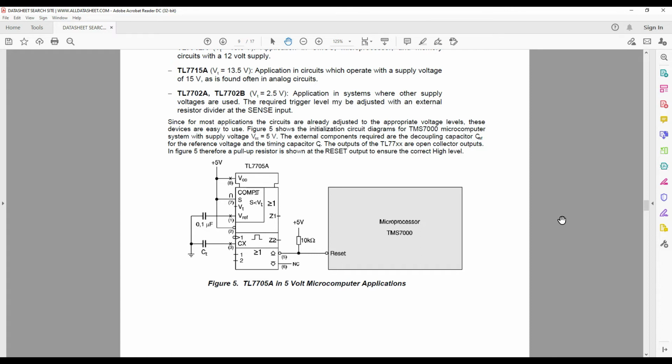Figure 5 shows the initialization circuit diagram for a TMS7000 microcomputer system with a supply voltage VCC of 5 volts. The external components required are the decoupling capacitor, CREF, for the reference voltage, and the timing capacitor, CT. These outputs of the TL77 are open collector outputs. In Figure 5, therefore, a pull-up resistor is shown at the reset output to ensure the correct high level.